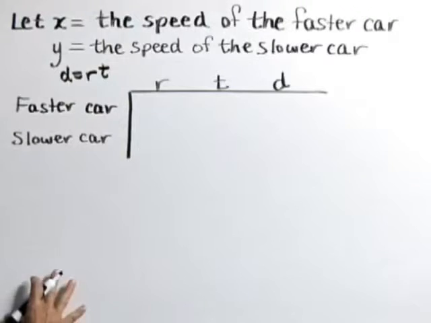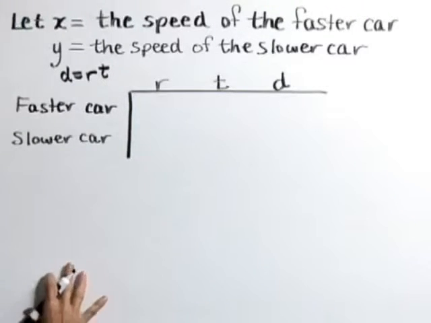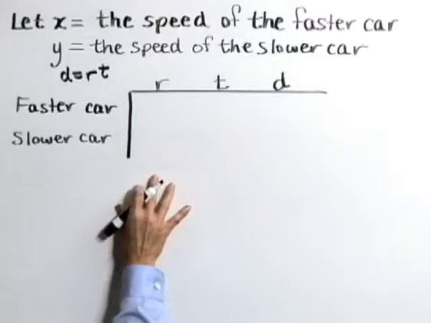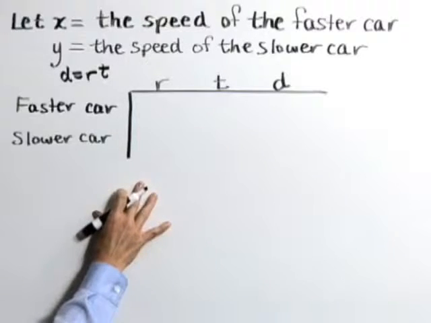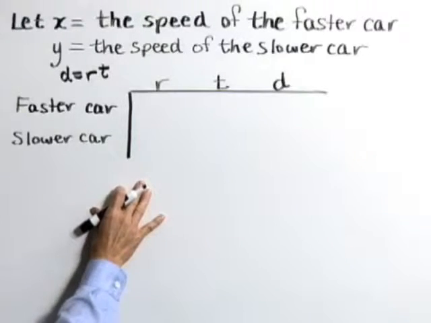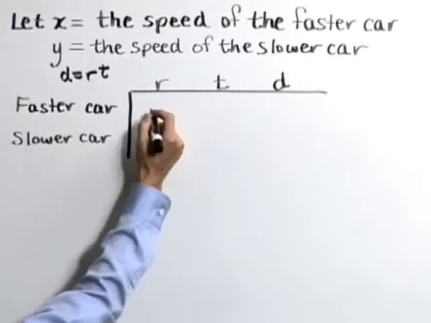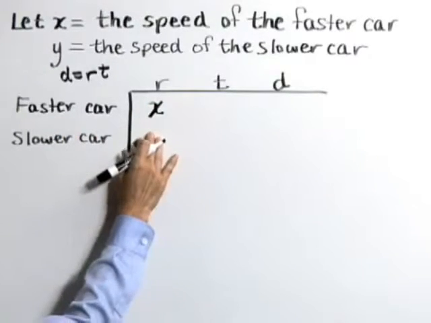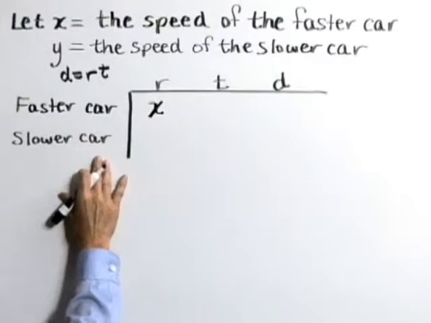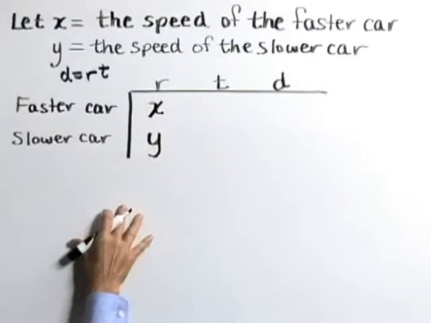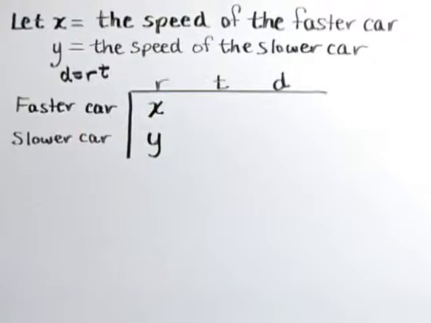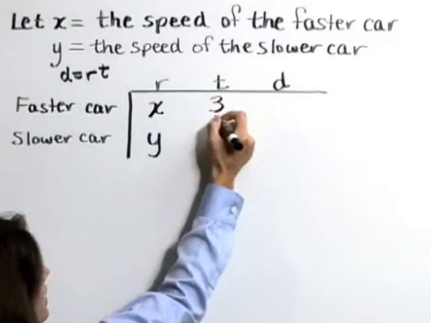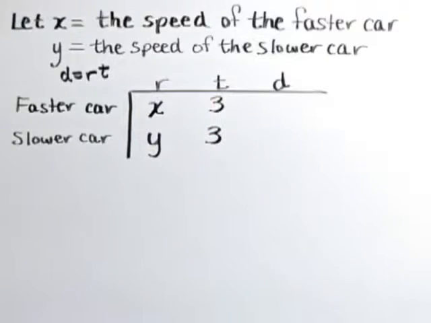In order to get to step 3, writing our system of equations, let's use a table to organize our information. We're given that the rate of the faster car, we've defined as x. The rate of the slower car, we've defined as y. We're told that the amount of time that elapses is 3 hours for both. They start at the same time, and the amount of time elapsed is 3 hours for both.